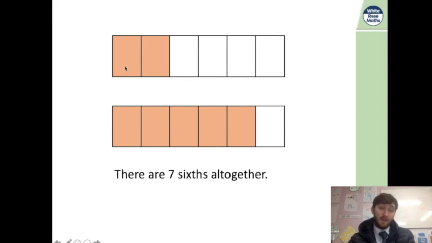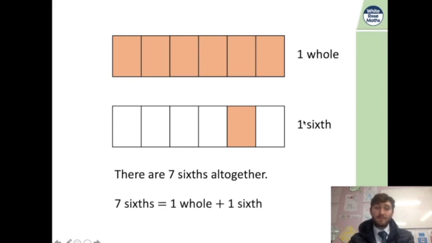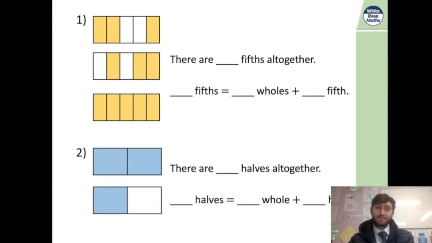An easy way, I could go 1, 2, 3, 4, 5, 6, 7, or I could just notice that 2 add 5 equals 7. Remember, my sixths always stay the same, my denominator. Another way I could move this along to make it easier for myself, just to really see that I've got 7 sixths, is that I've got 1 whole altogether, and then 1 sixth, which equals 7 sixths.